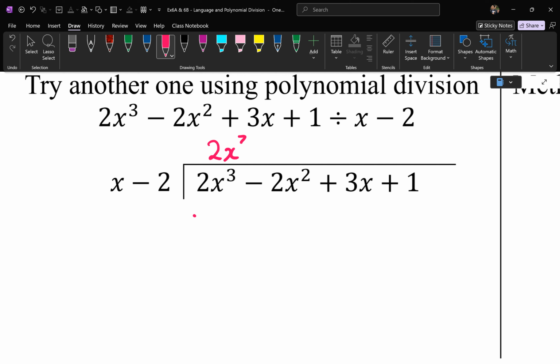2x squared. Because we know that 2x squared times x will give me 2x cubed. Don't forget, you're also going to multiply that by negative 2 as well. So 2x squared times negative 2 is negative 4x squared. Great. What's the next step? After you've multiplied it, and you've got the number of groups, what do you do next? Can I please have Numafi? What do you do now?